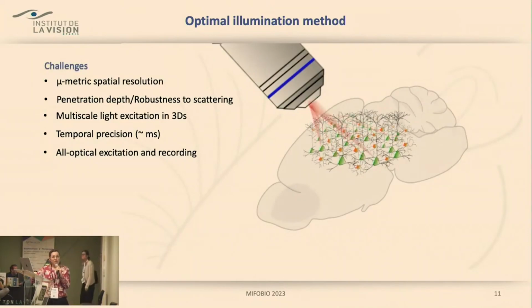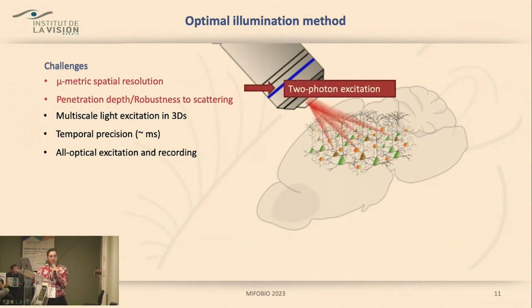And so the challenges, as I said: we need good spatial resolution. We need to be robust to scattering, to be able to excite even in three dimensions, because the brain is three-dimensional, to have temporal precision of the order of a millisecond, and to be able to excite and record all optically. So for the first two challenges, in our lab, we have chosen to work using two-photon excitation.